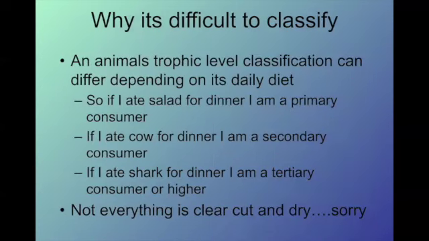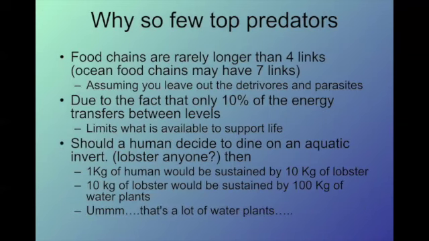It is difficult to classify you as a primary consumer or a secondary consumer or a quaternary consumer because it really depends on your meal at that moment. You could be a primary consumer at breakfast, a secondary consumer at lunch, and a quaternary consumer at dinner. So you really have to trace individual food chains to apply trophic term labels. There are so few top predators because of the lack of energy at the top. Only 10% transfers, and so on.